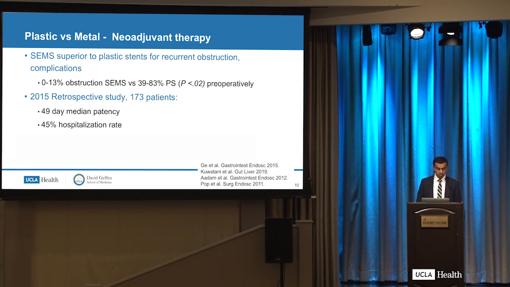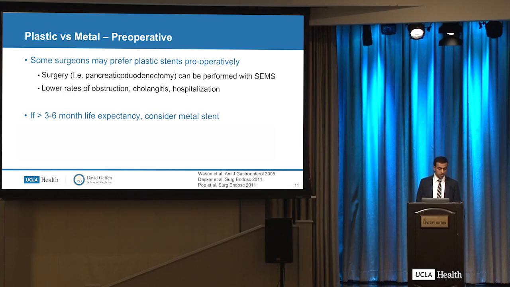Perioperative outcomes are also similar, and the big concern is that if there's a metal stent, how is it going to affect the surgical operation? And some surgeons may actually prefer plastic stents preoperatively, but it's been shown repeatedly in the surgical literature that surgery, and specifically I'm discussing Whipple, can be performed with metal stents. There was a concern that there would be an inflammatory reaction that would affect the anastomosis and therefore lead to later complications, but it does not seem to be borne out in the data. And again, metal stents have lower rates of obstruction, cholangitis, and hospitalization in those patients undergoing chemotherapy while they await their surgery.